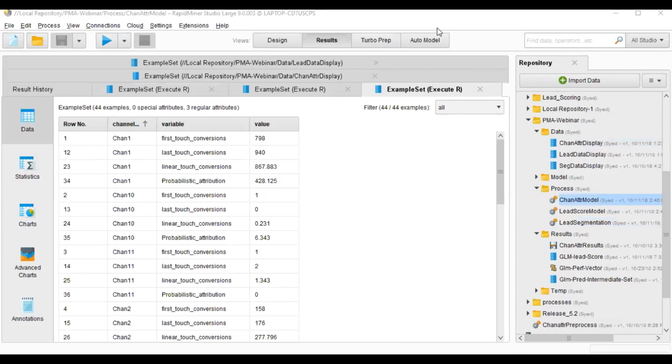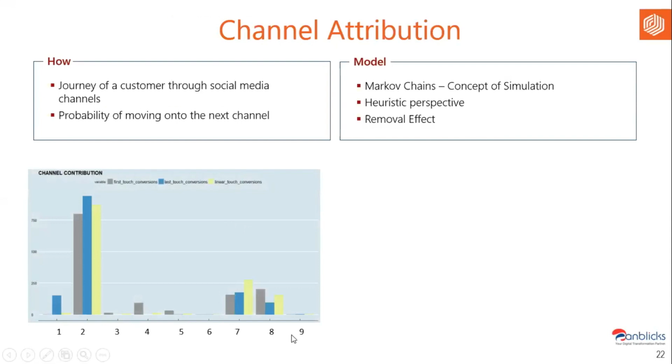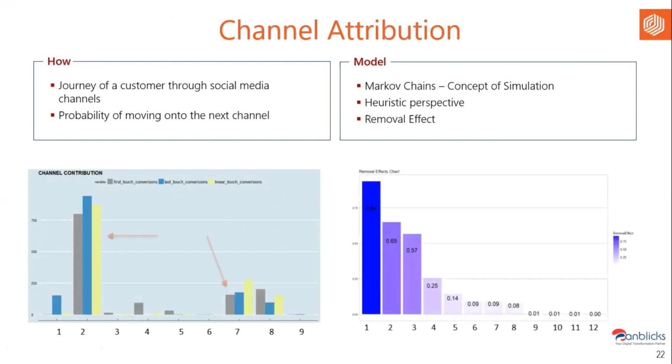I'll just go back to the presentation, and we can see the results there. So you can see on the x-axis we have different channels, channel number 1 to channel number 9, and on the y-axis we have the count of leads where this channel has appeared as first touch point, as last touch point, and as linear touch point, and each color here represents its type. You can see channel number 2 is very popular, and it appears everywhere in the lead journey. And channel number 1 actually appears most of the time as a last touch conversion.